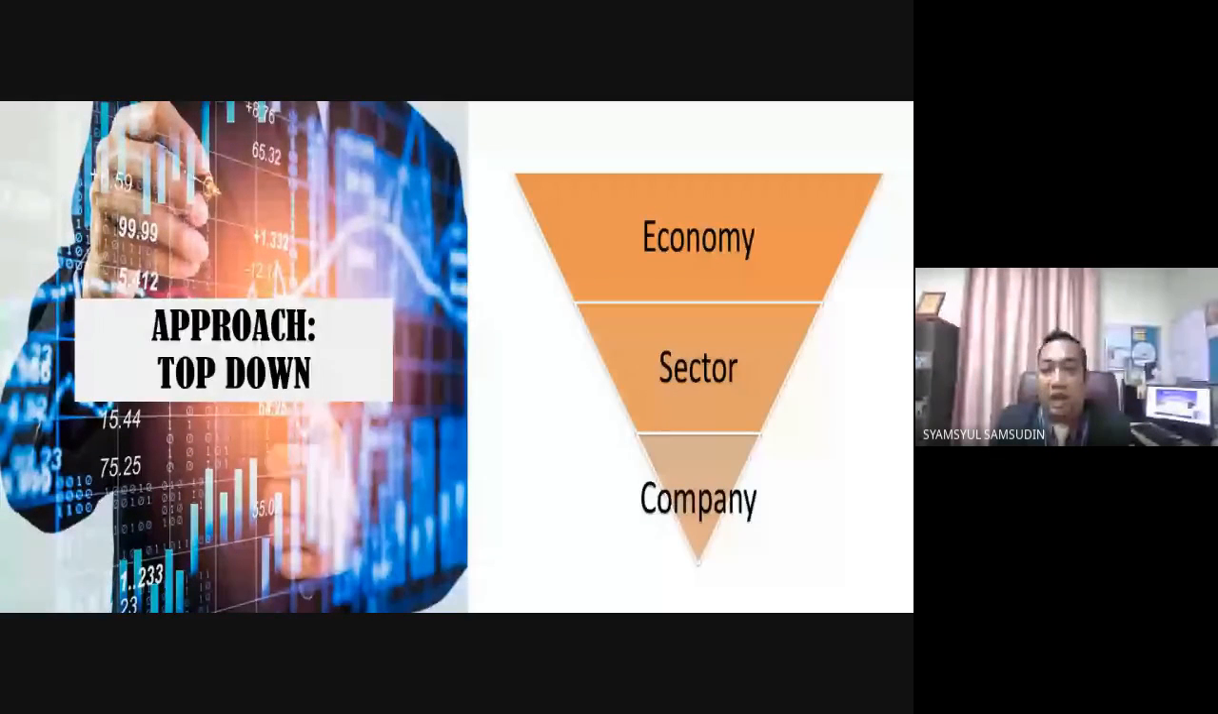After that, we look at the companies. How about the company scenario? So the approach the students should use is the top-down approach. Look at the big picture first, then narrow down to the companies. This is the approach. The students have already learned it in previous subjects, previous semesters, or previous years. So in the subject Applied Investment Management, they apply all the knowledge of how to trade shares.